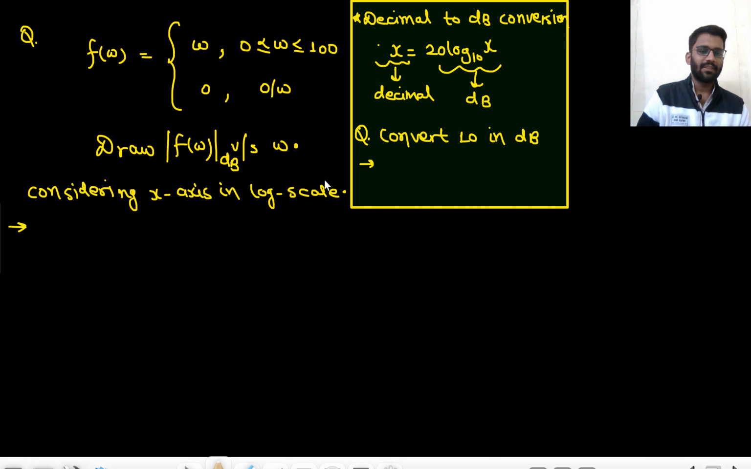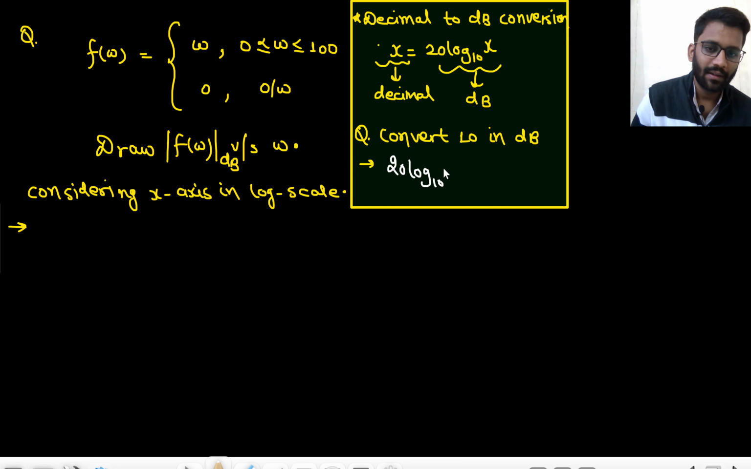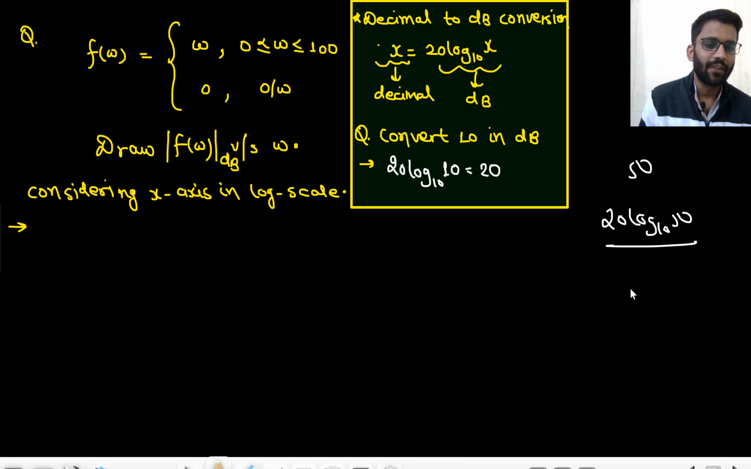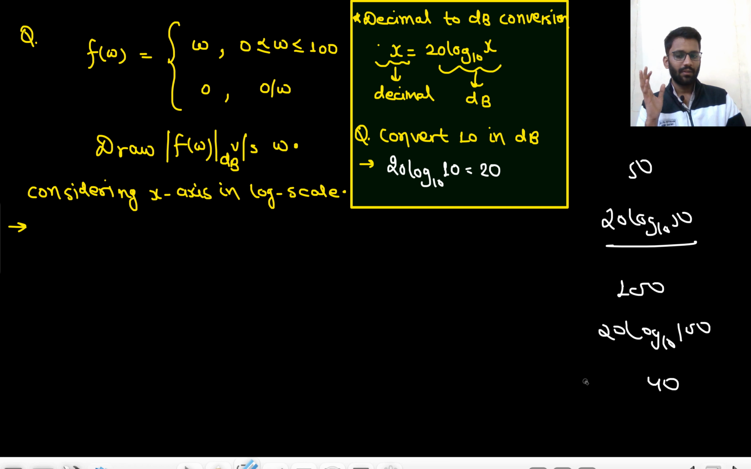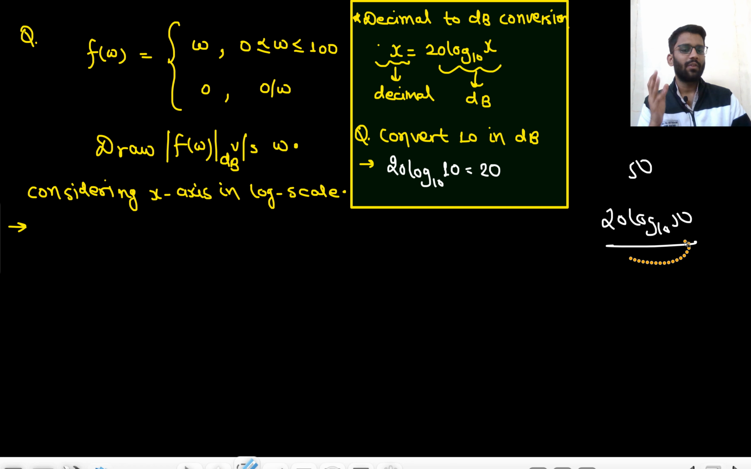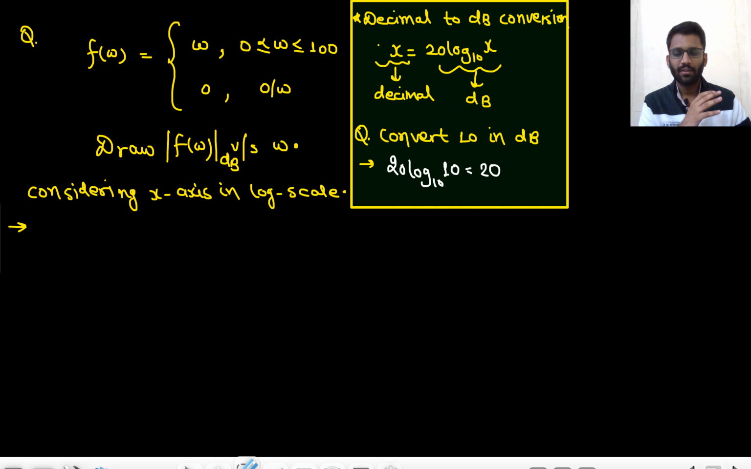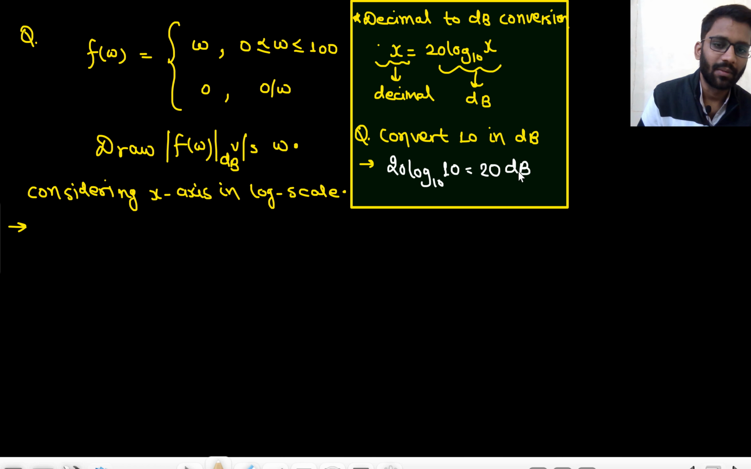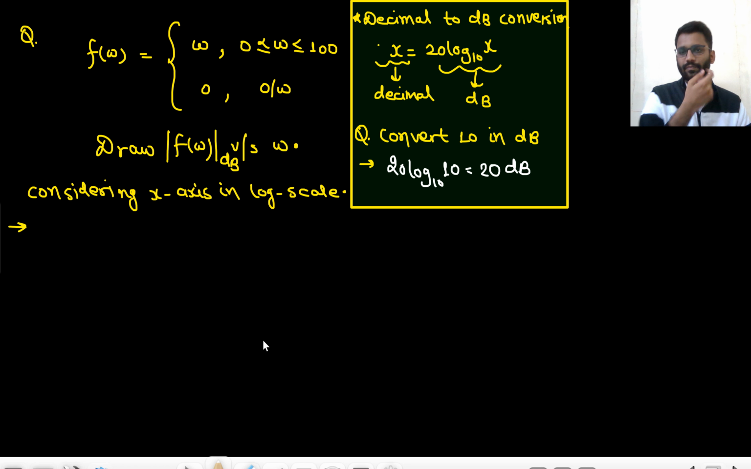Now, how to convert a value into dB, if anyone doesn't know? Let's just assume I want to convert 10 into dB. So what will I do? 20 log 10. That will be 20. If I needed to convert 50 into dB, what will I do? 20 log 10 of 50. If I needed to convert 100 into dB, 20 log 10 of 100. So it will be 40 dB. Got my point? Any value that you want to convert, 20 log 10 of that value. That's it. 20 log 10 of 10, so it will be 20 dB. So that's how you convert. So what you are doing?